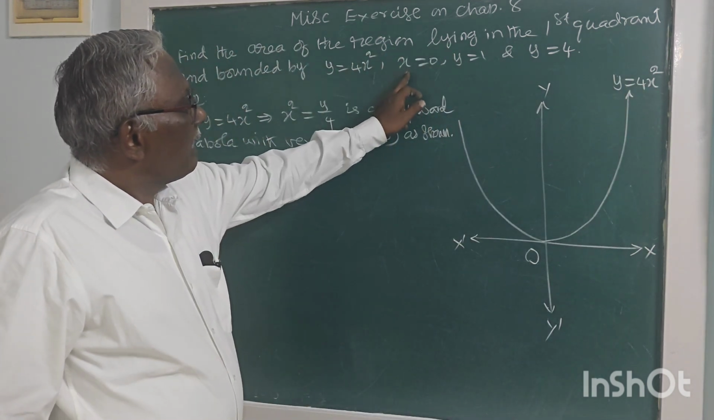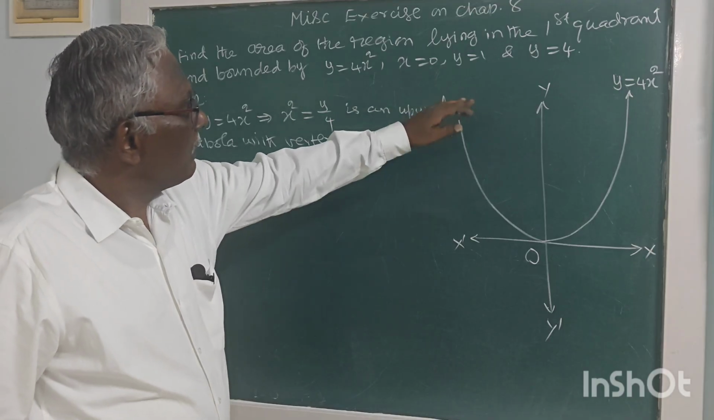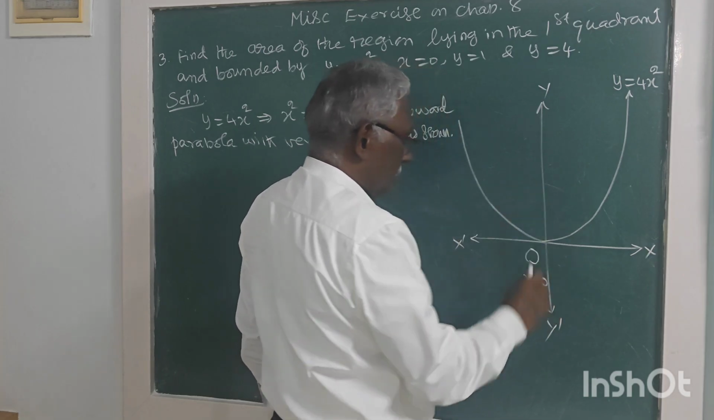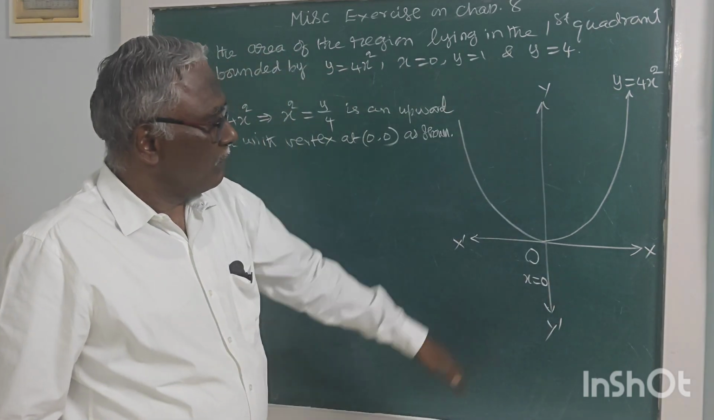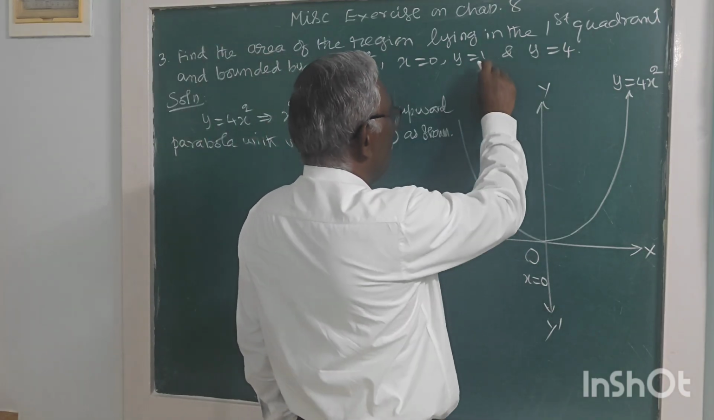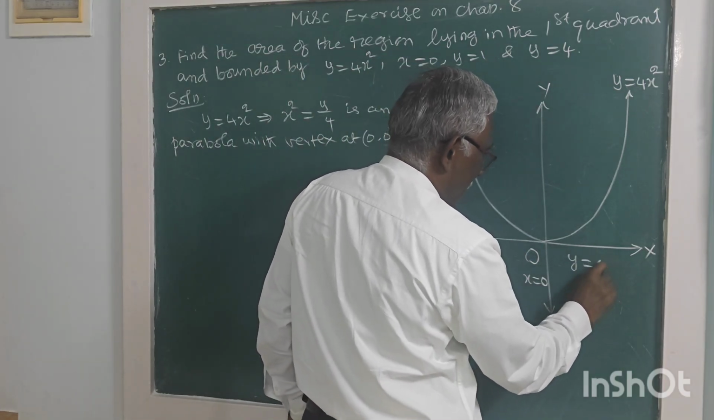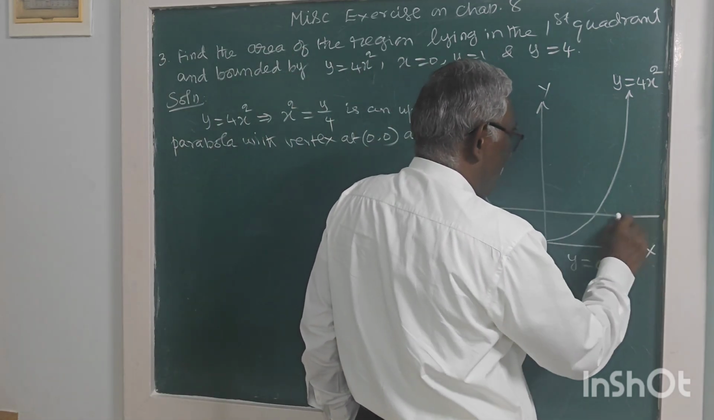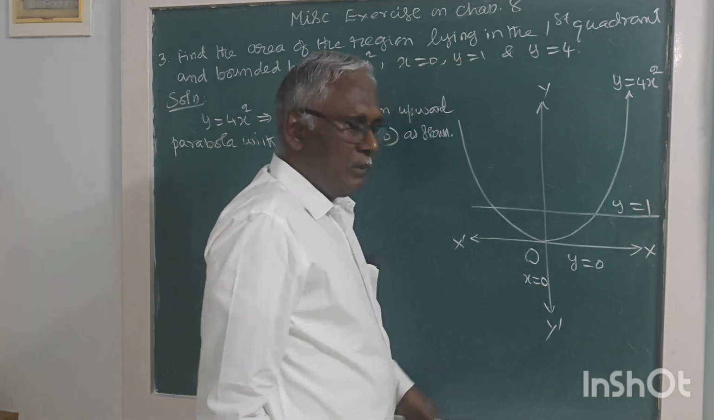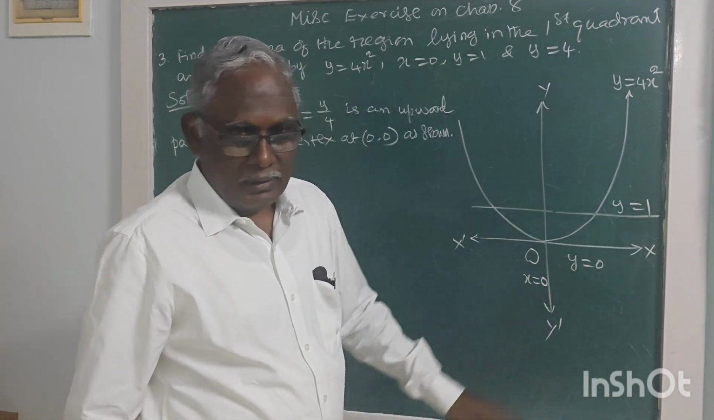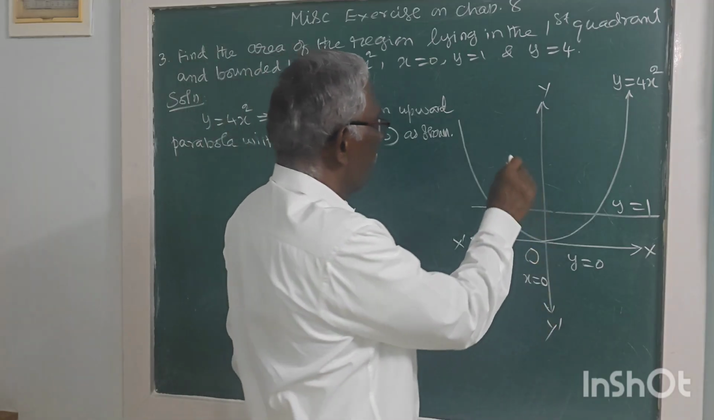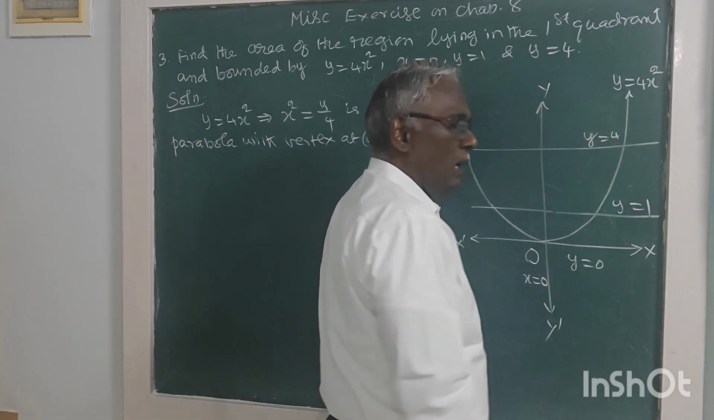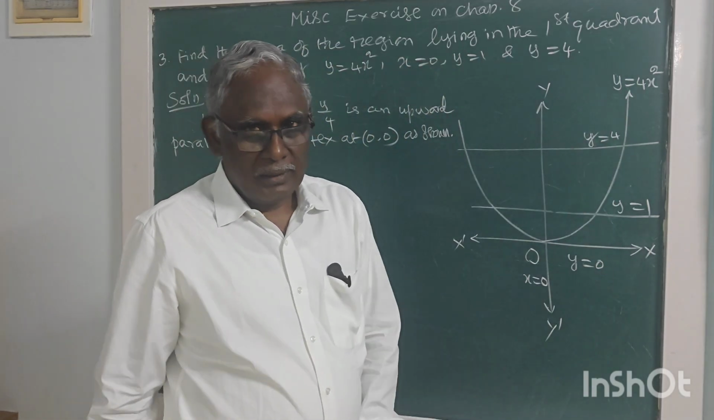Now, x is equal to 0 is the equation of the y-axis. y is equal to 0 is the equation of the x-axis, and y is equal to 1 is a line parallel to the x-axis as shown in this figure, and y is equal to 4 is another line parallel to the x-axis as shown in this figure.